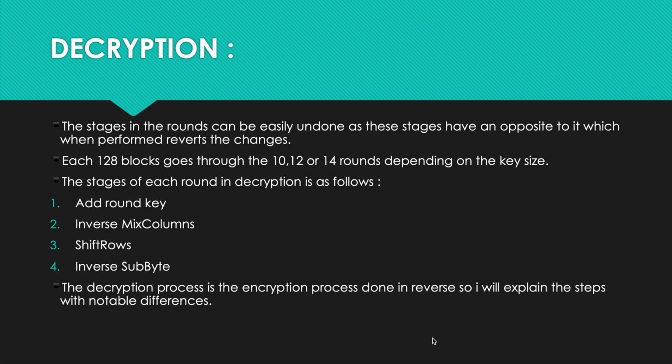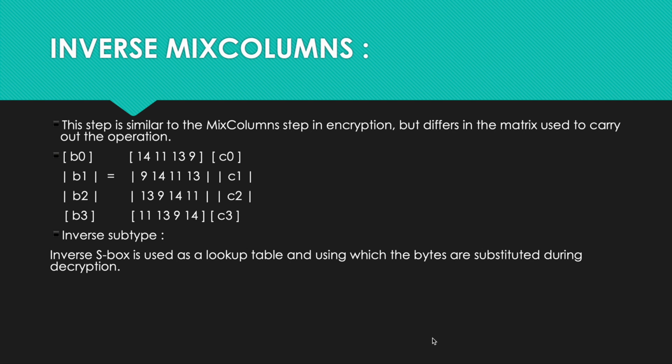First, add round key. Second, inverse mix columns. Third, shift rows. Fourth, inverse sub bytes. The decryption process is the encryption process done in reverse, so I'll explain the steps with notable differences. Inverse mix columns. This is similar to the mix columns step in encryption but differs in the matrix used to carry out the operation, as given below. Inverse sub bytes. The inverse S box is used as a lookup table, using which the bytes are substituted during decryption.